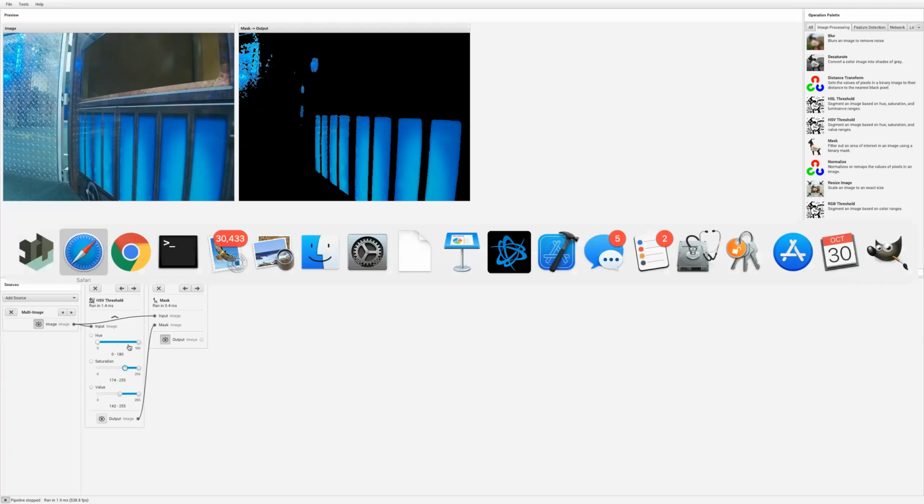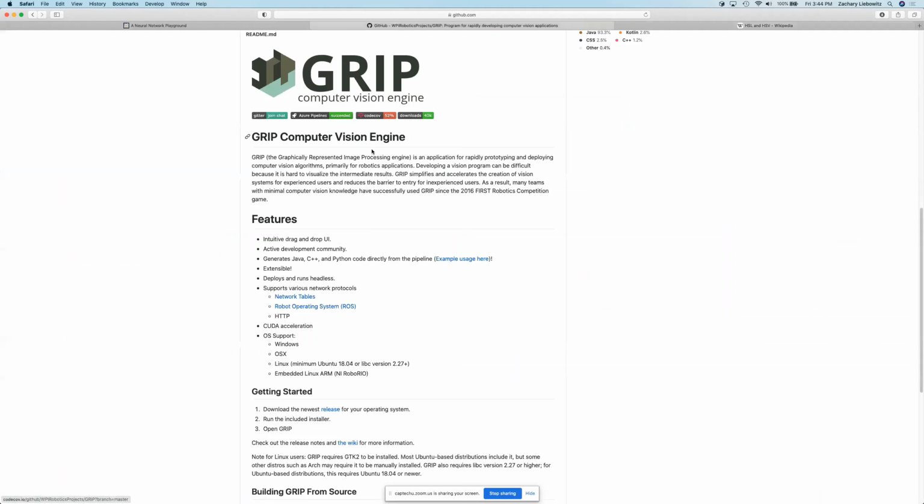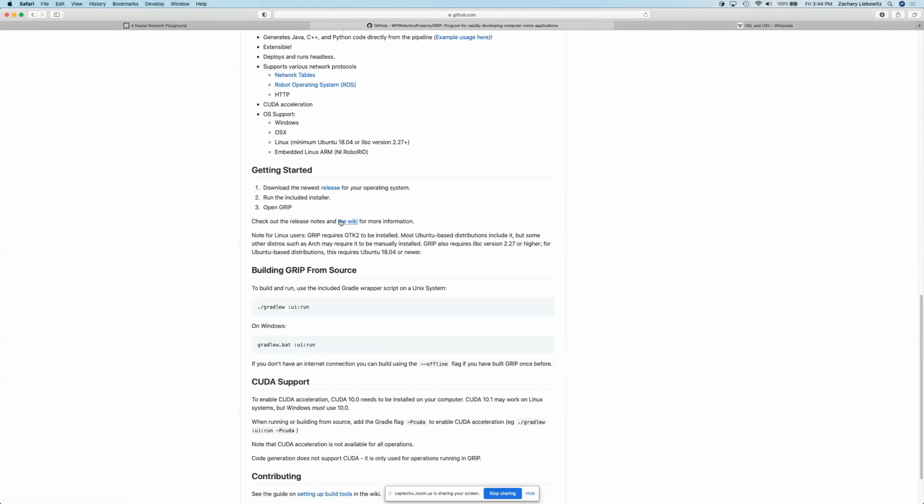And if you go to the web page here for GRIP, there are some links to tutorials that will give you some more detail on creating these full pipelines rather than just this first step of a pipeline that I've shown you.